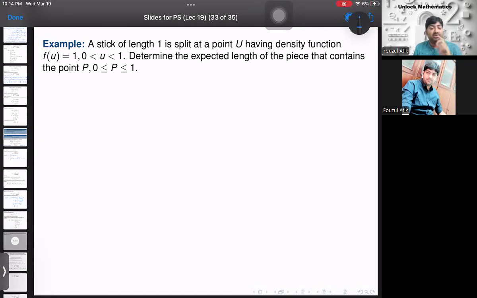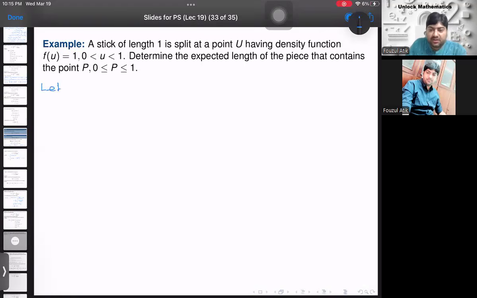Now you have to determine the expected value of another random variable. What is that? That is the length of the piece. The stick of length 1 was split, and now you have to find the expected length of the piece that contains a point P between 0 and 1. So how can you do this problem?